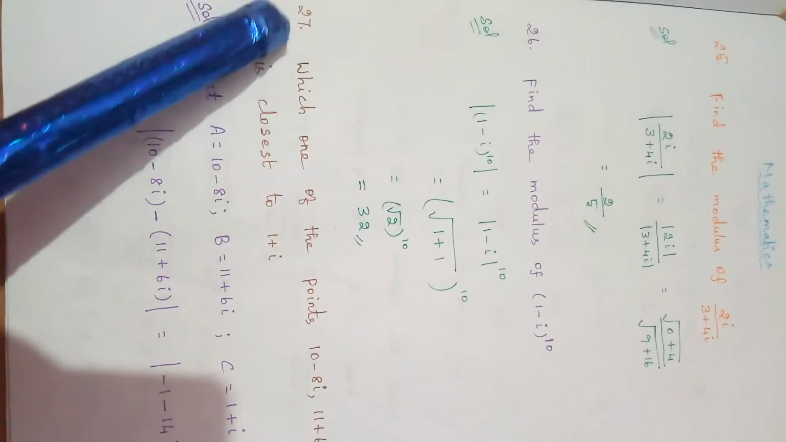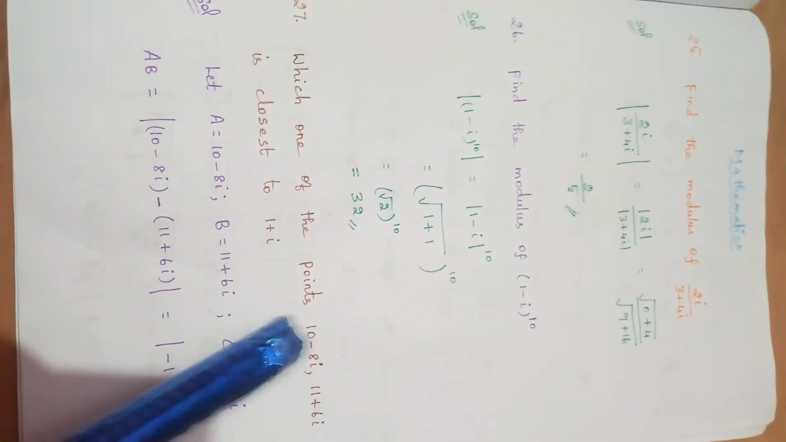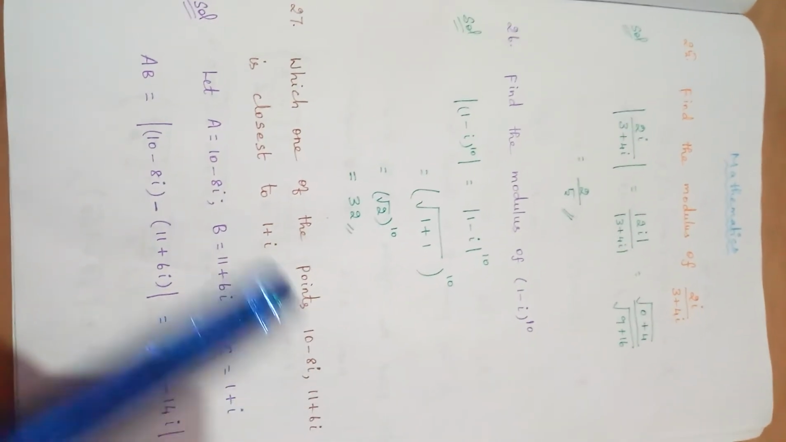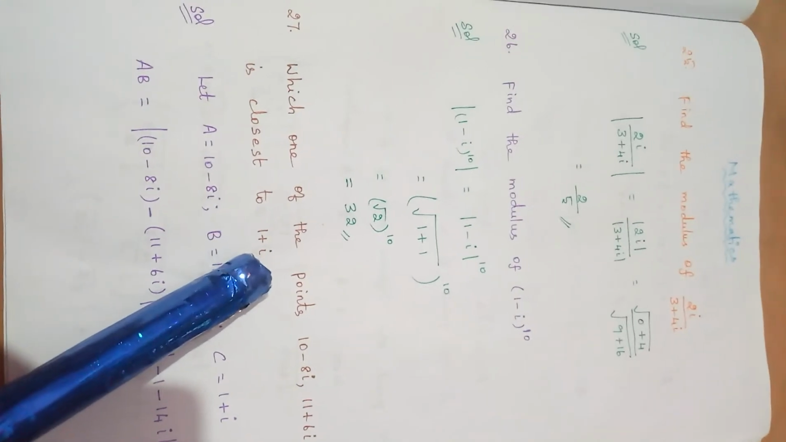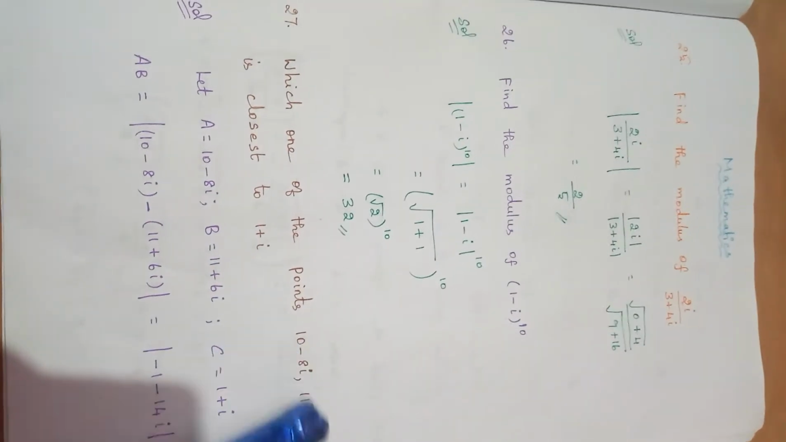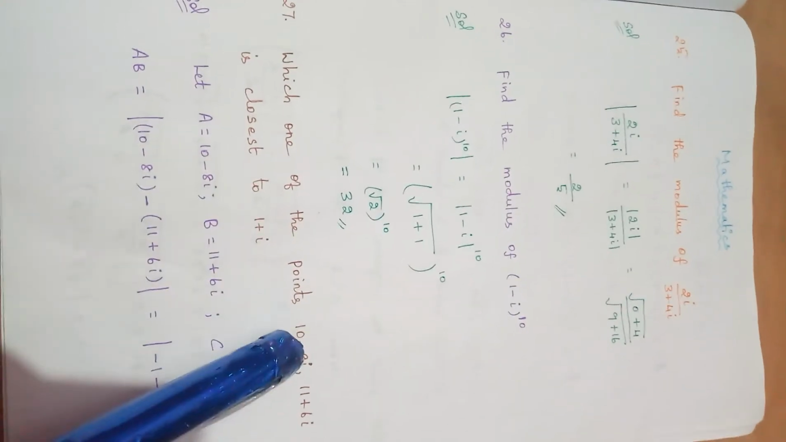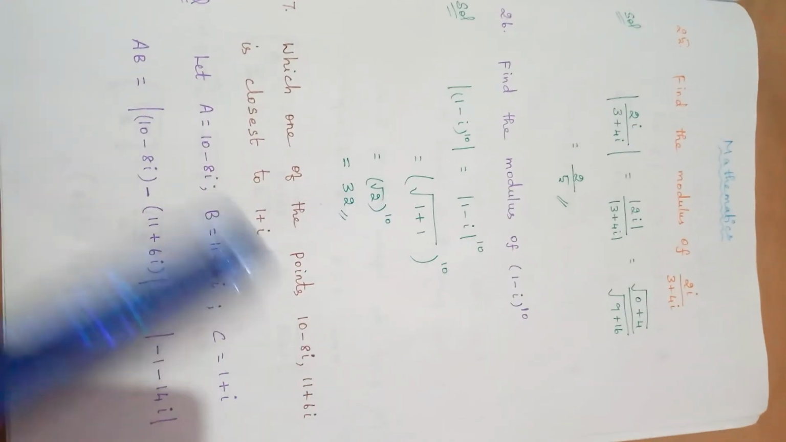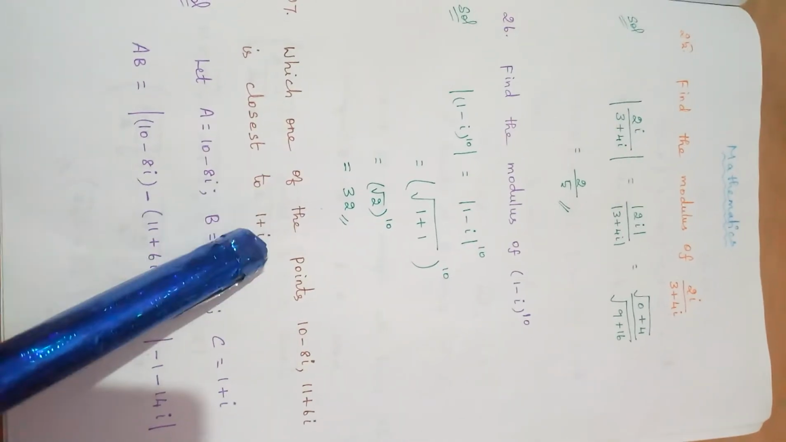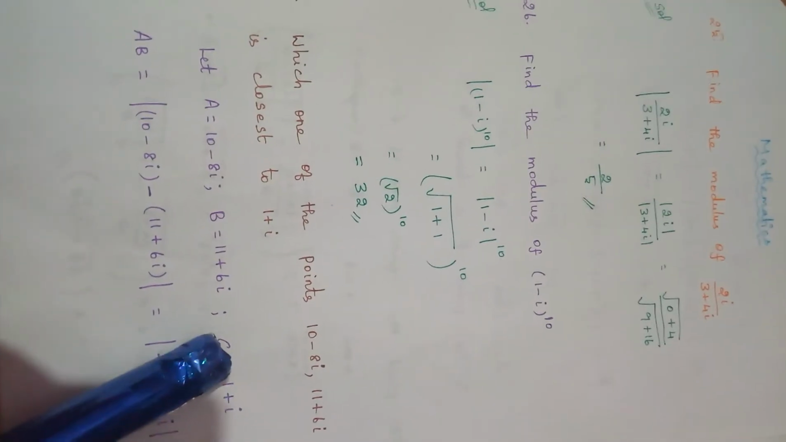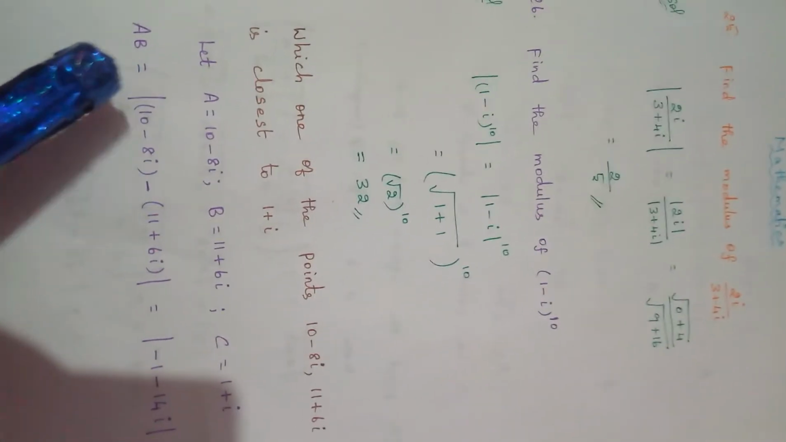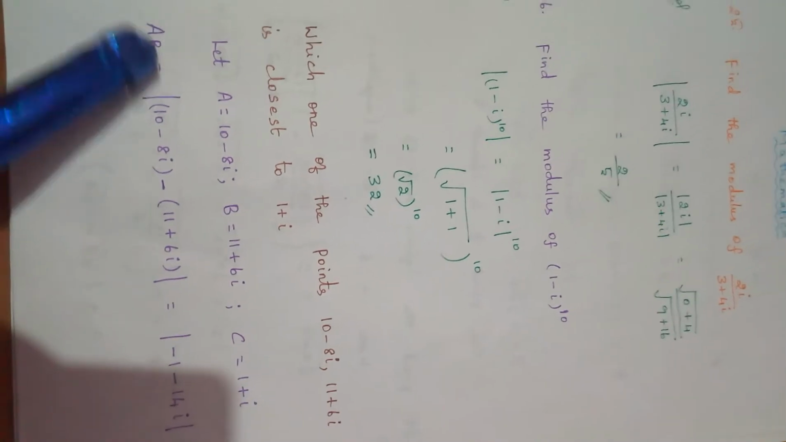What is question number 27? Out of these two points, which is closer to this 1 plus i? So what we are doing is giving all three points a name. Let A equal 10 minus 8i, B equal 11 plus 6i, C equal 1 plus i. Next, we will try to find AB.